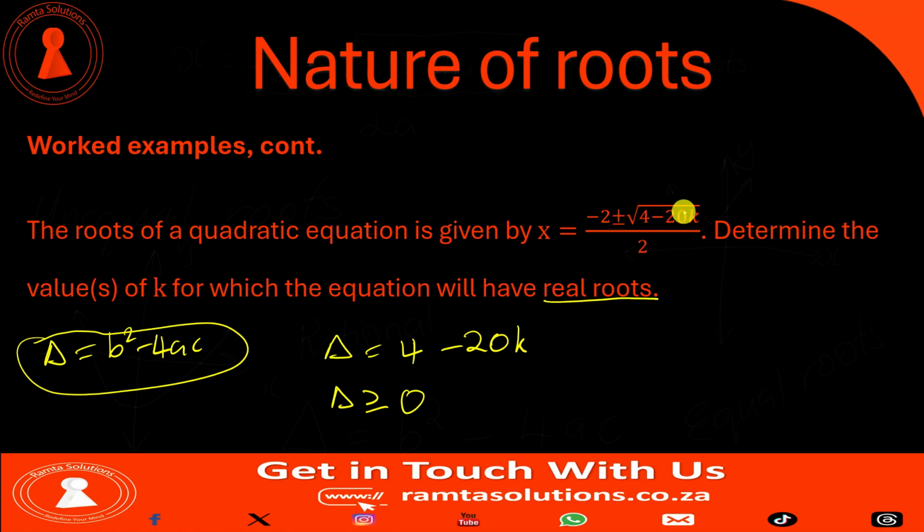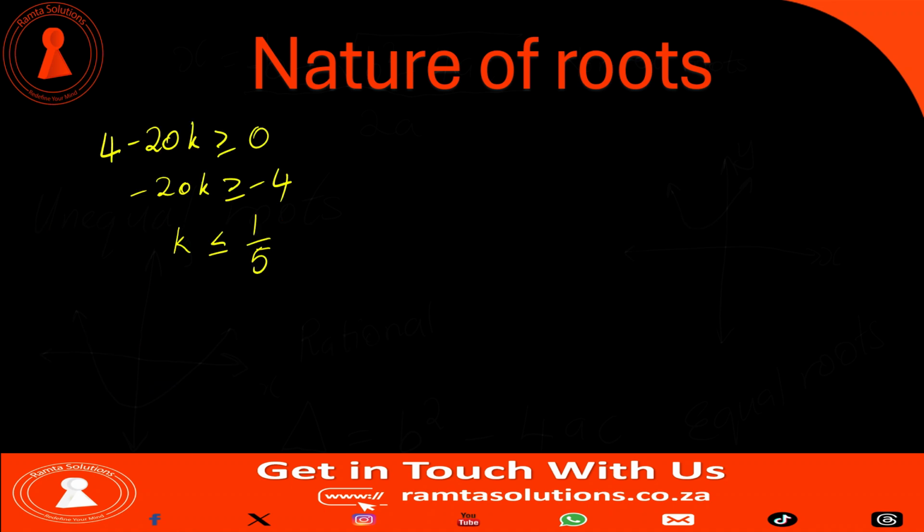If you substitute 0 for k, you're going to get real roots. And if you substitute a value greater than 1 over 5, let's say 1, you're going to get non-real roots. And that's not what you're supposed to be doing. So we are content. This answer is correct.